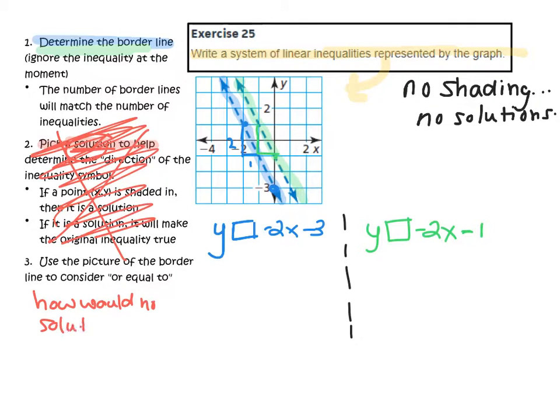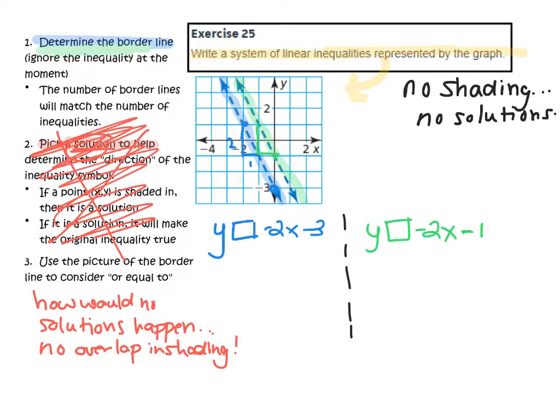So what we have to think about is how would we get no solutions? If there was no solutions, that would mean that there is no overlap in the shading. If there was no overlap in the shading, that means that there was no final solution region. So the only way that we could make that happen, if I think about the original picture, if I shaded below this blue line and on top of this green line, there is no overlap.